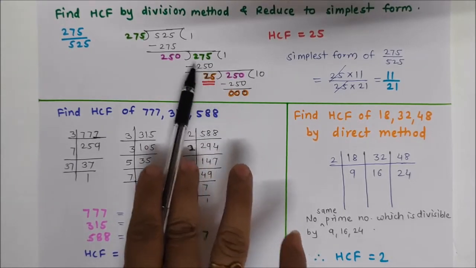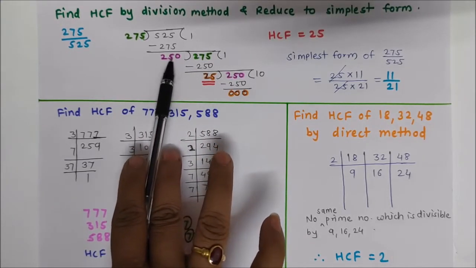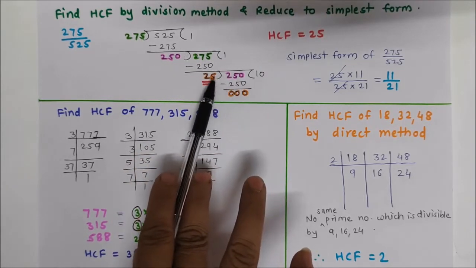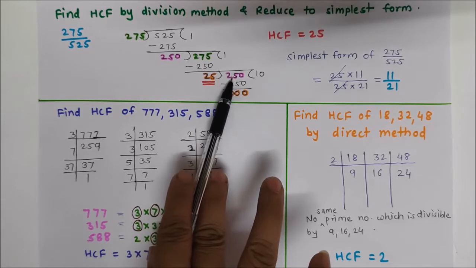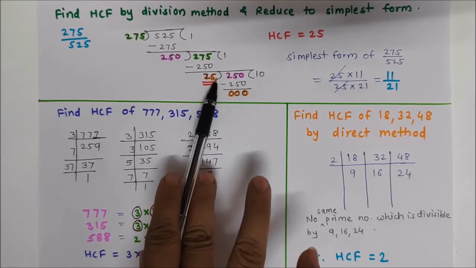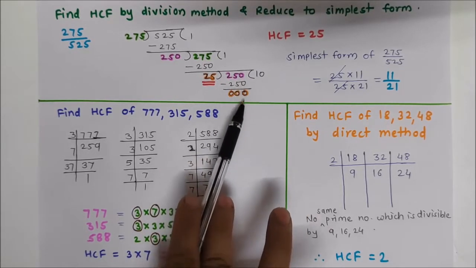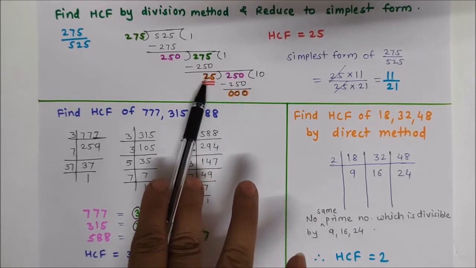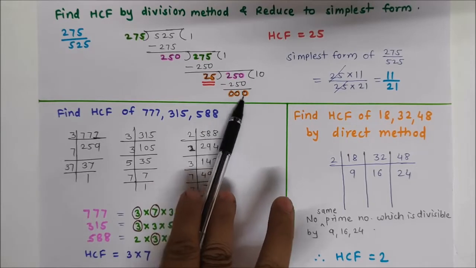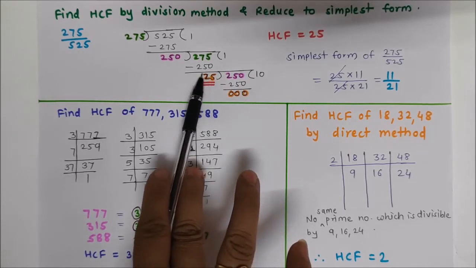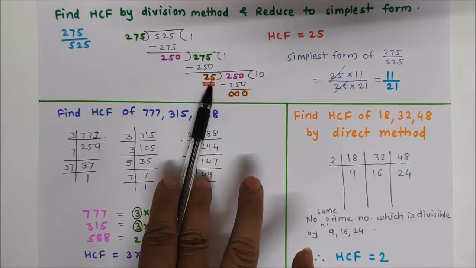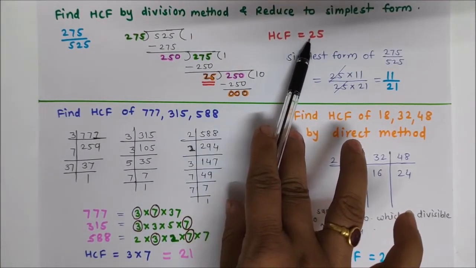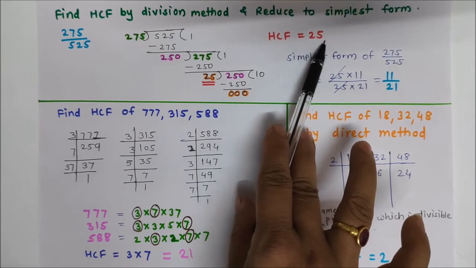This is the remainder and this is the previous divisor. So write down 250 as it is. Do the division: 250 divided by 25. 25 tens are 250. Here the remainder is 0. So when the remainder is 0, that time the divisor is 25. Therefore the HCF of the given numbers is 25.